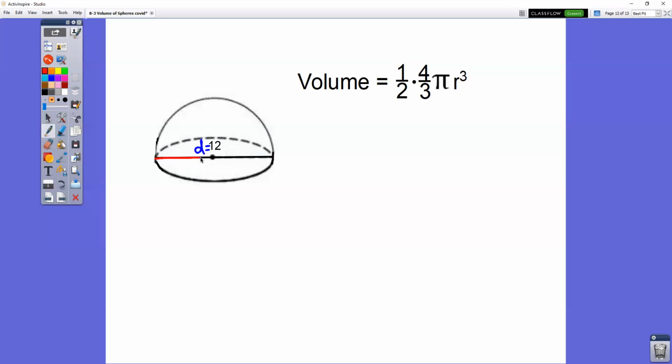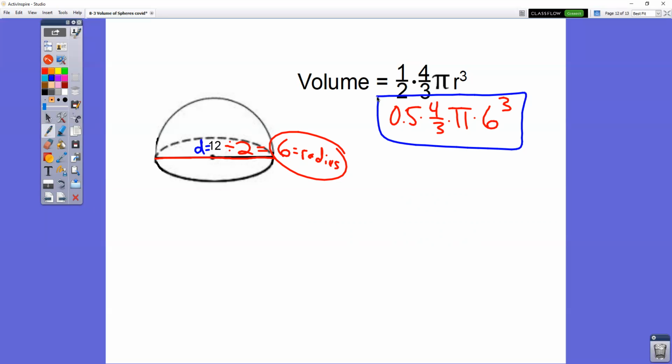So you are given the diameter. Notice that it goes all the way across the hemisphere. So the first thing that you want to do is divide by 2, and that gives us 6. 6 is our radius. So that's the number that we're subbing into the formula, 0.5 times 4/3 times pi times 6 to the third power. When we're rounding to the nearest tenth, you type in all 4 things into the calculator all at once. You get a big long decimal answer, 452.3893421, blah, blah, blah.